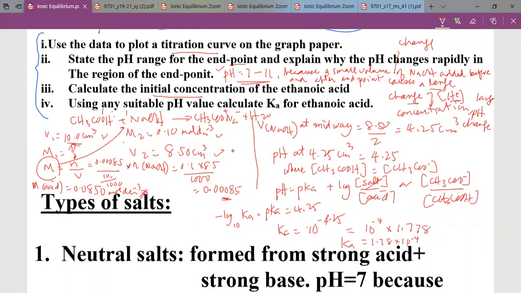Why 10? Because it is 10 cm cubed. 1,000 is equal to this one. It means 0.0850 is the answer for the initial concentration of your acid, that means before titration. Then, using any suitable pH value, calculate the Ka.